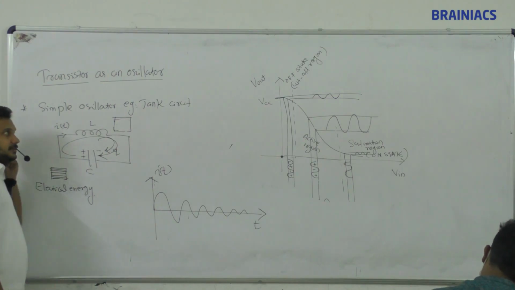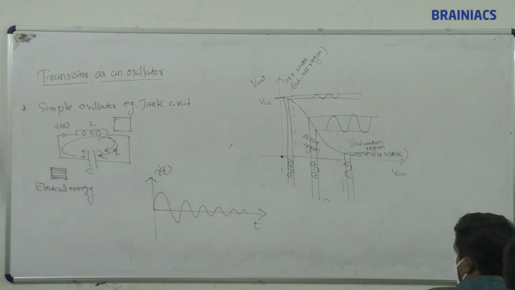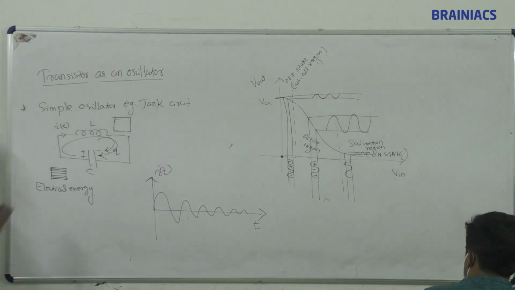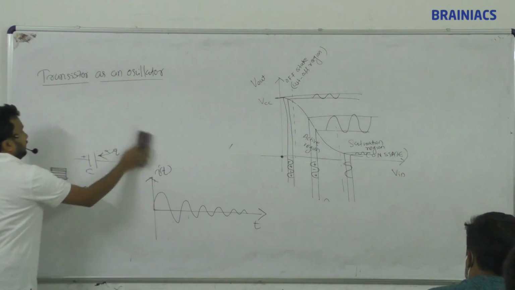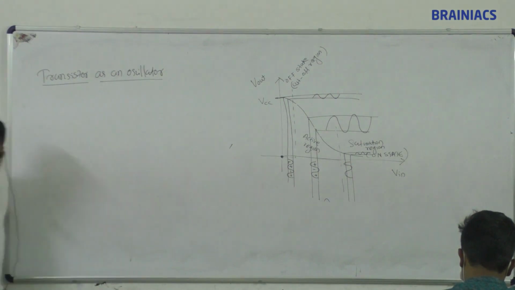Okay, now we'll see what a transistor can do. If the transistor is in the active region, it can amplify the signal coming to the transistor. So we'll draw. Now we know what an LC circuit is doing. Now we'll connect with that.